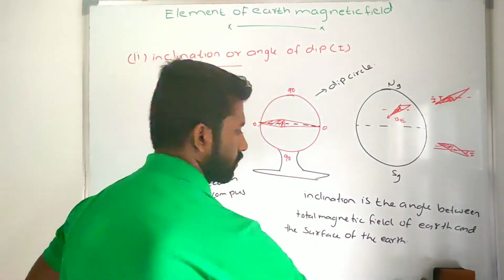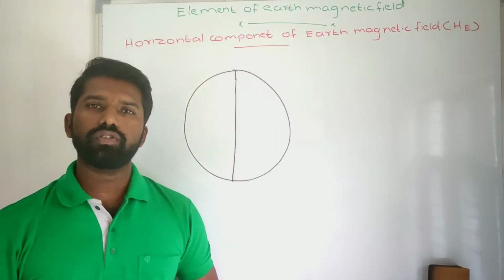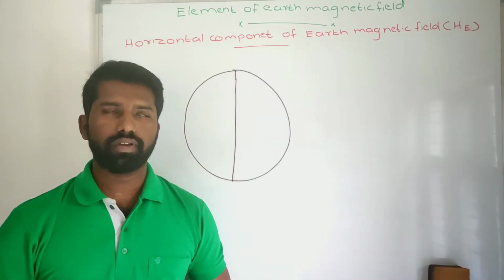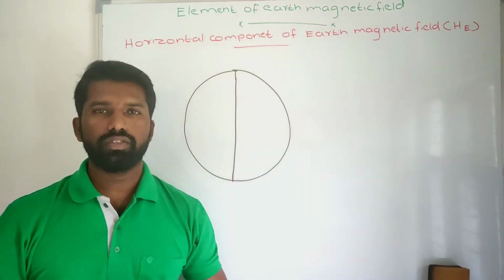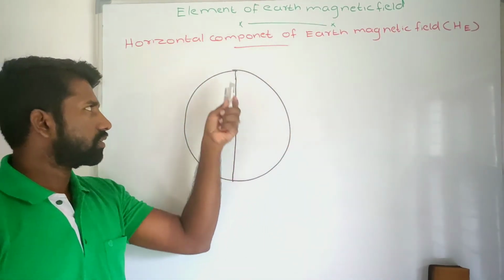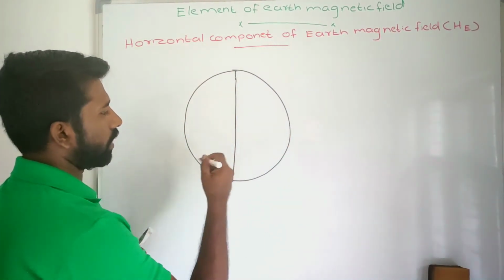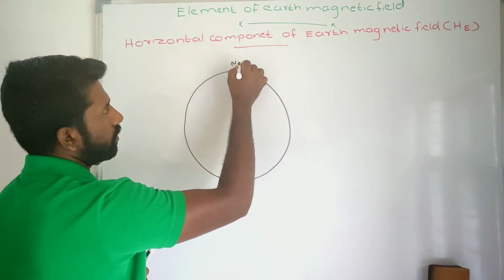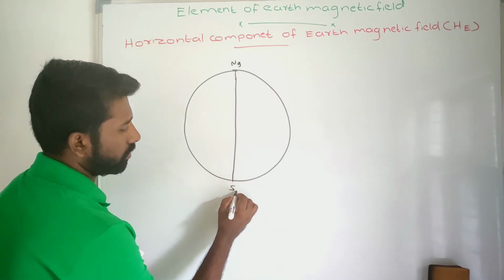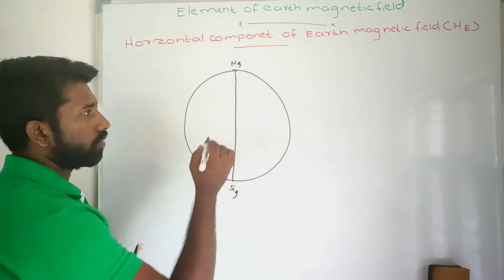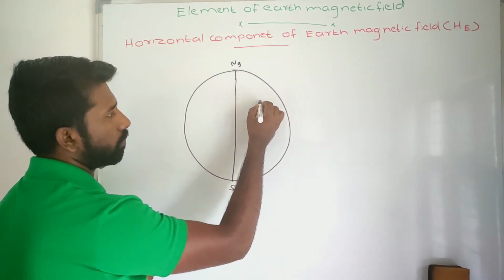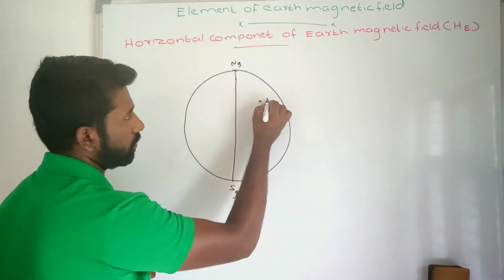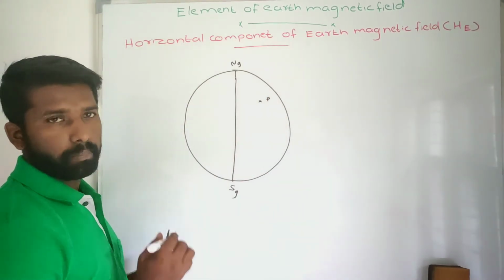Now we will see the horizontal component of the Earth's magnetic field, which is represented by H. This is the Earth, and this is the axis of rotation of the Earth. This side is the geographic north pole, and this side is the geographic south pole. I am going to find the magnetic field at a point on the Earth, the point P.